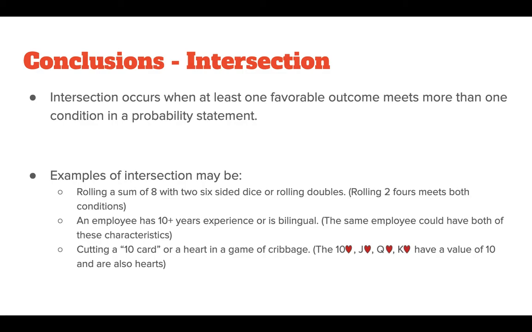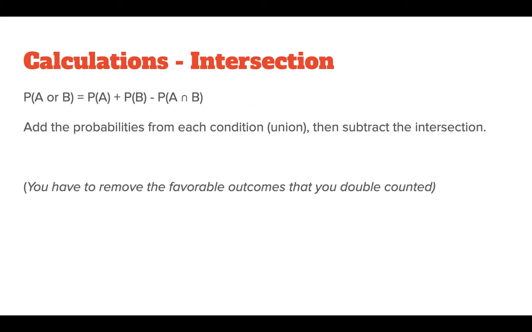So we just want to keep track of when I have an intersection in an OR statement, we have to remember to subtract that out after. So the formula is going to show the probability of A or B when there's an intersection is the probability of A plus the probability of B. That was the union. But then I have to subtract out the intersection. I have to subtract out those things that I double counted.